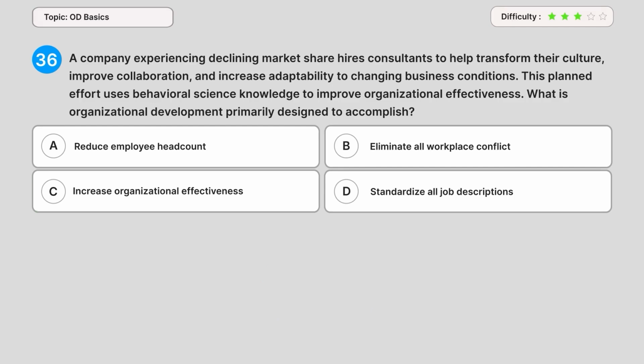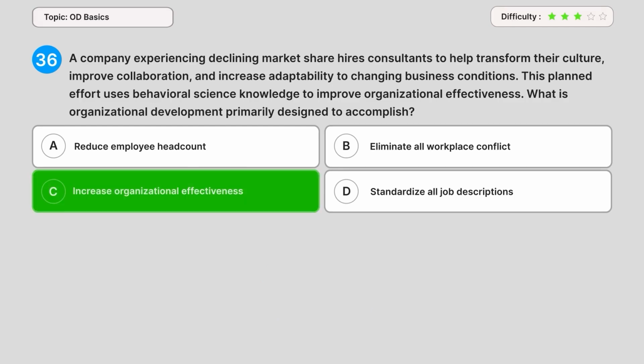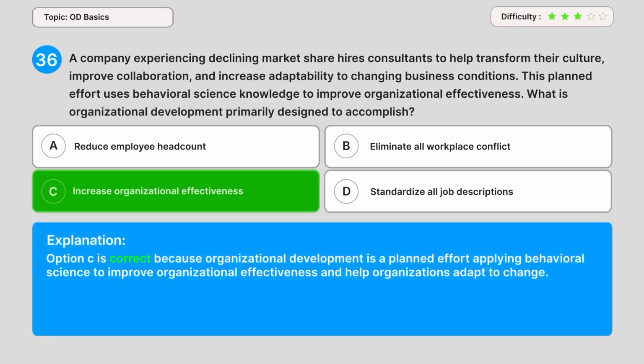Correct answer. C. Increase organisational effectiveness. Explanation. Option C is correct because organisational development is a planned effort applying behavioural science to improve organisational effectiveness and help organisations adapt to change.